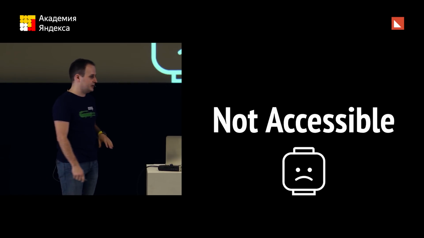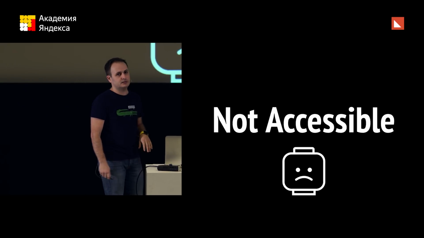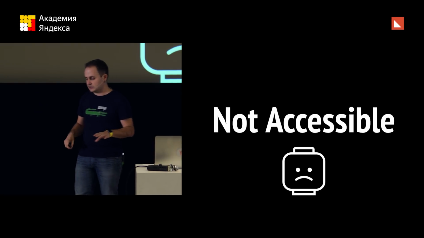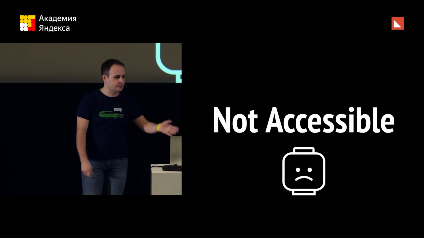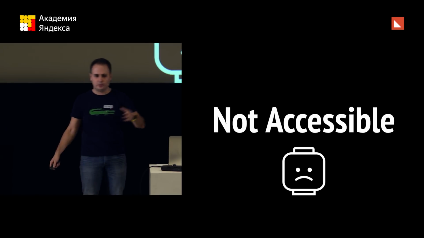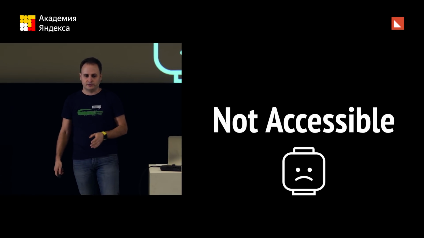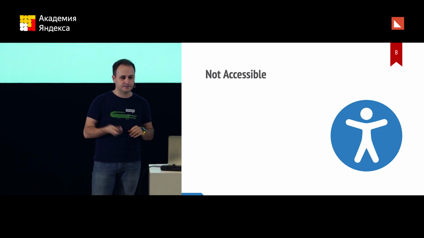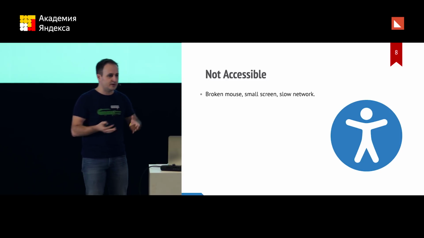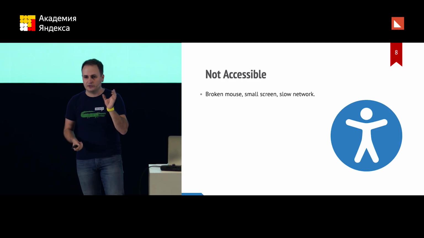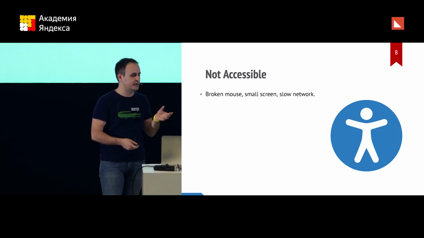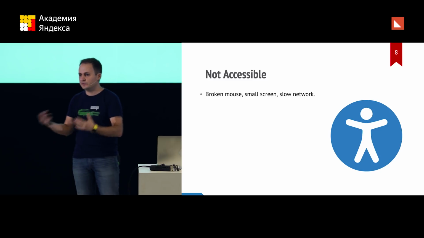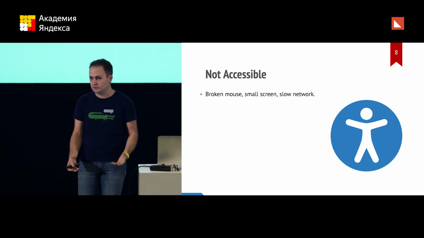And when we talk about accessibility, it usually means, like, the average developer talking about accessibility means blind people in wheelchairs and everything, but it's not true. Accessibility is a much wider idea. If you have a broken mouse, if you have a small screen on your phone, if you're on a slow network, it means that some interfaces, some data, some information on the web is not accessible to you.